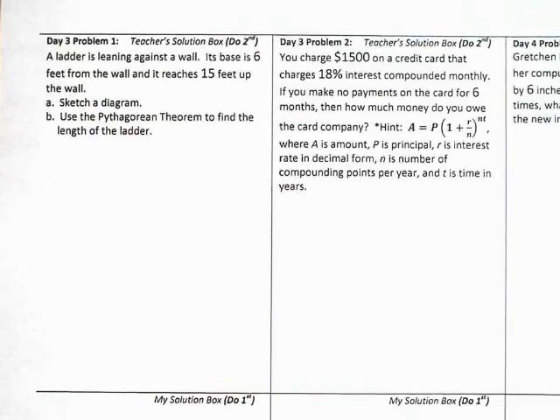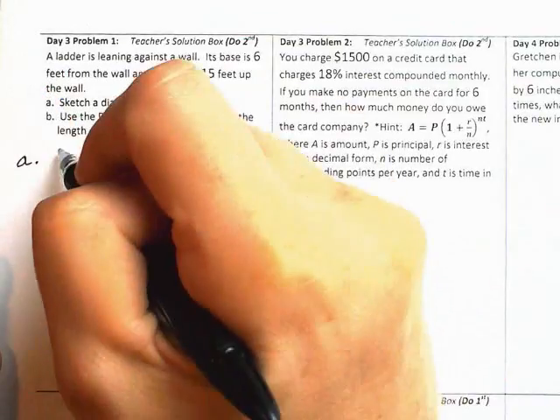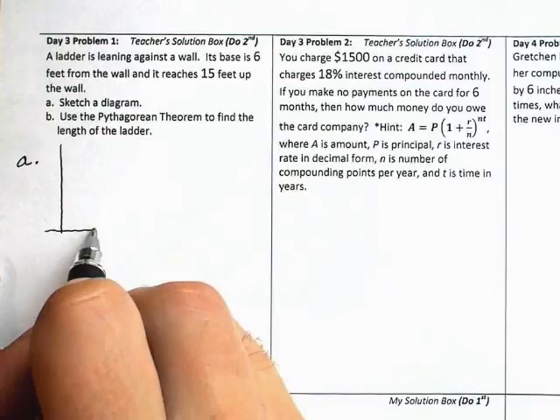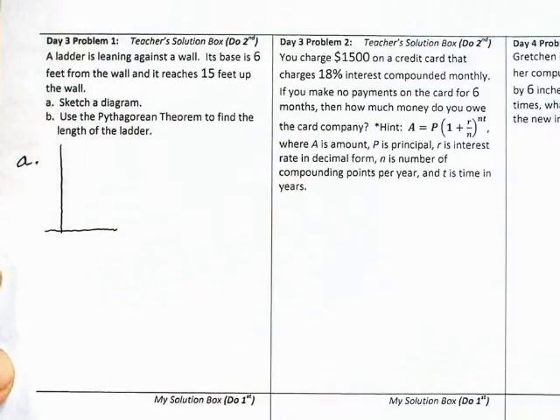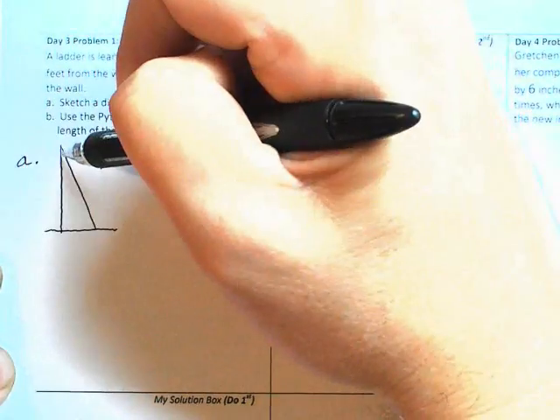Here's the solution to day 3, problem 1. A ladder is leaning against a wall. Its base is 6 feet from the wall and it reaches 15 feet up the wall. In question A, sketch a diagram for this. So a vertical line to be the wall, horizontal line to be the ground or floor, and then a diagonal can be our ladder.